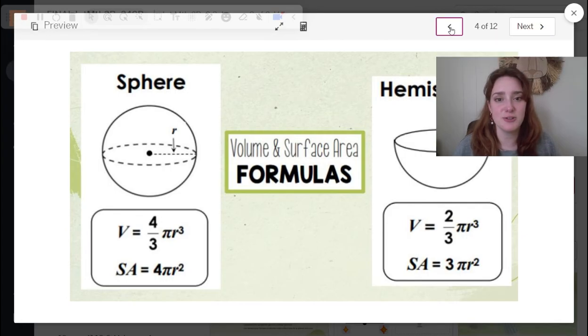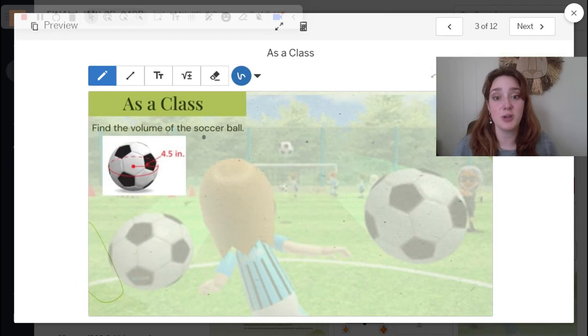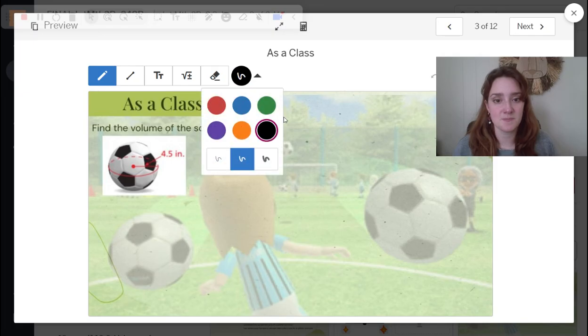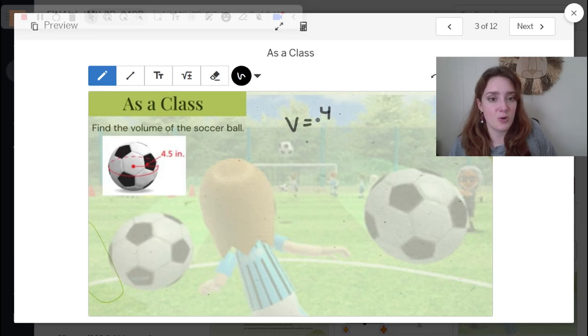Before we dive into solving for the volume of a sphere, it might be helpful if we knew what we're doing, right? What's the formula? Volume is 4/3 pi r cubed. Let's just make sure. Yep, we're finding the volume of a soccer ball. We've got some information there. Because we're finding the volume of a sphere, we need to copy this formula down. So volume is 4/3 pi r cubed. We're going to write that down.